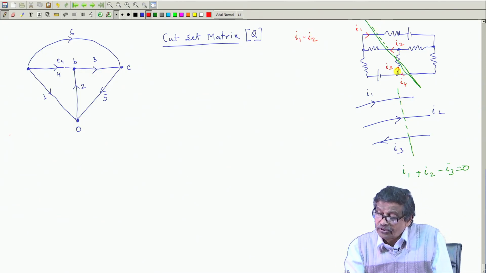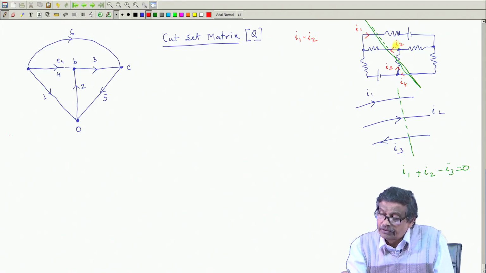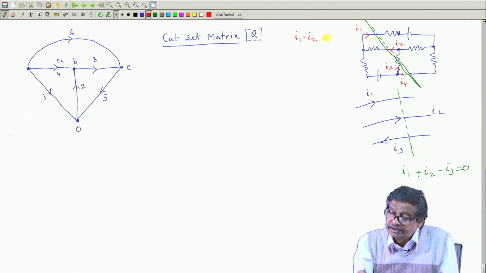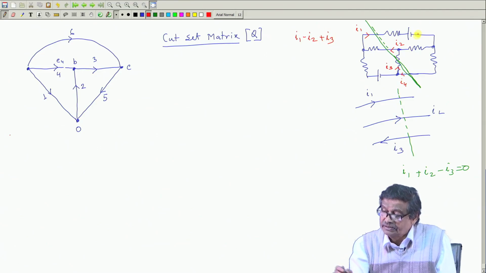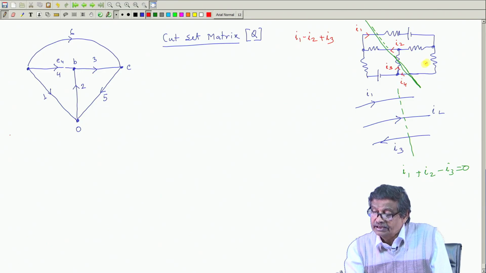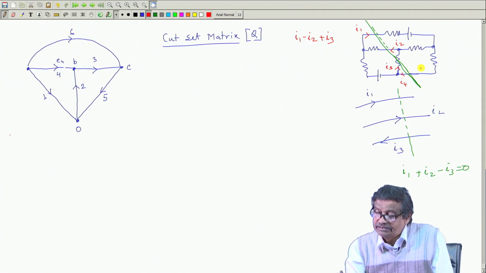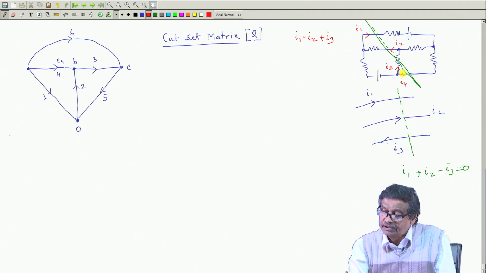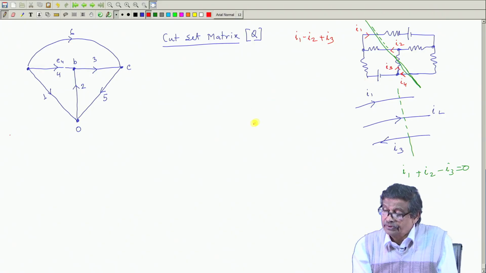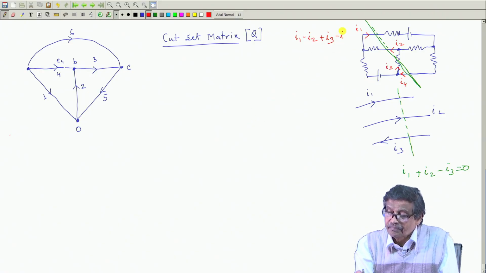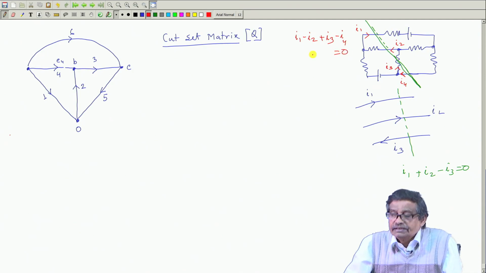Then this is also crossing this surface from top to bottom, in the same sense as that of I1. So, plus I3. And this one is crossing from this side to this side, because this is the arrow I have put. So, that will be minus I4, and that will be equal to 0, has to be 0. That is the interesting part of it.